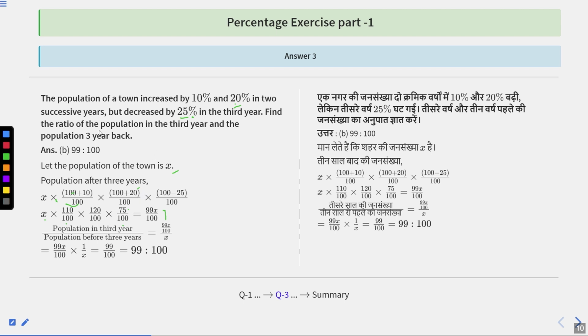So we have to find the ratio. So the ratio of population in the third year to the population before 3 years is going to be 99x upon 100, upon the population before 3 years, which was x. So the ratio is coming out to be 99 ratio 100. Option number B is the right answer.